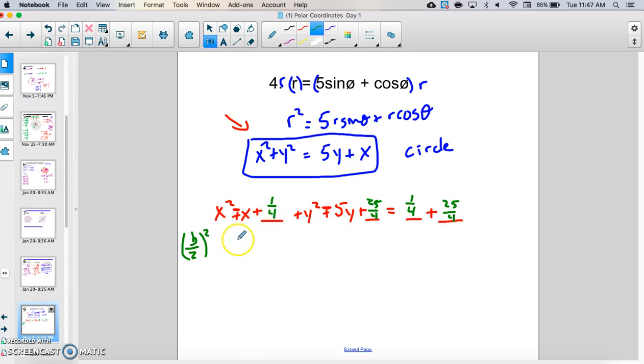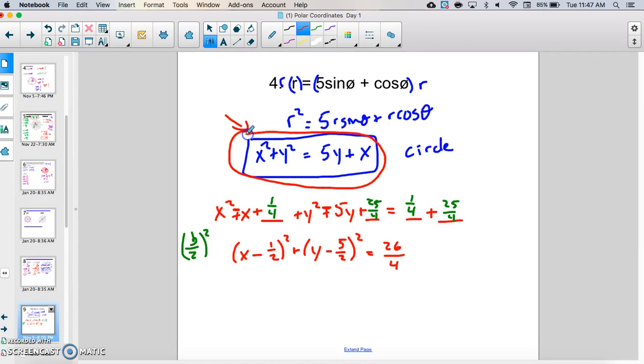So for my circle, if I factor this, we'd have x minus 1/2 squared. This is the whole point of completing the square. And then y minus 5 over 2 squared equals 26 over 4. So kind of awkward, but this now is in a circle formula. So on the notes, or like on the homework, if you look at my key and you're wondering what I'm doing, that's the process. But on a test, you could just leave it like this.